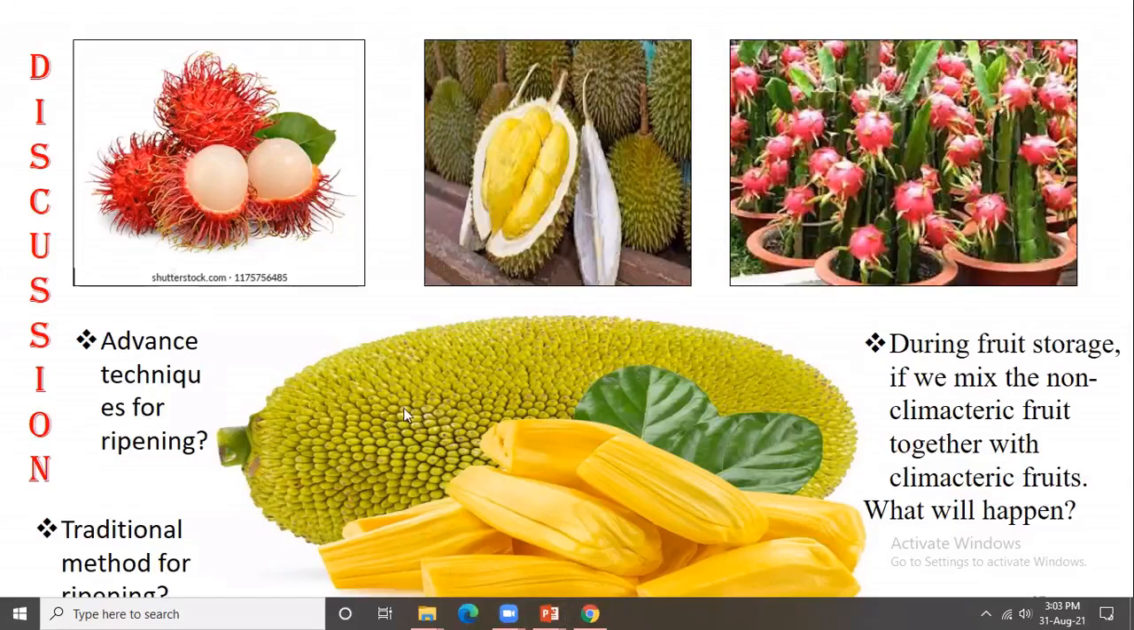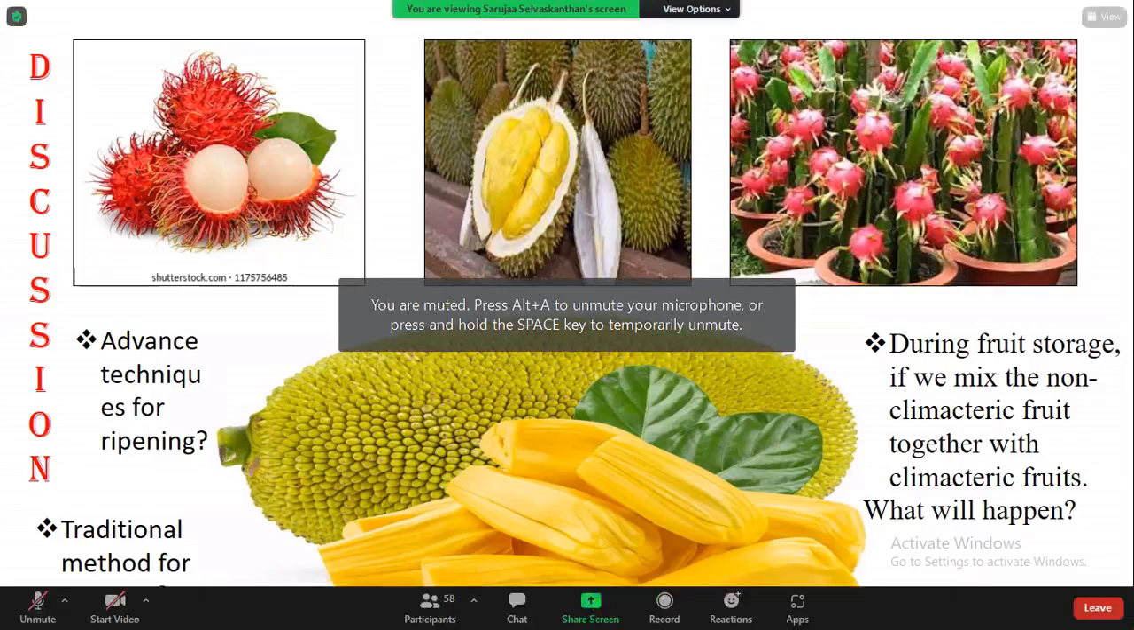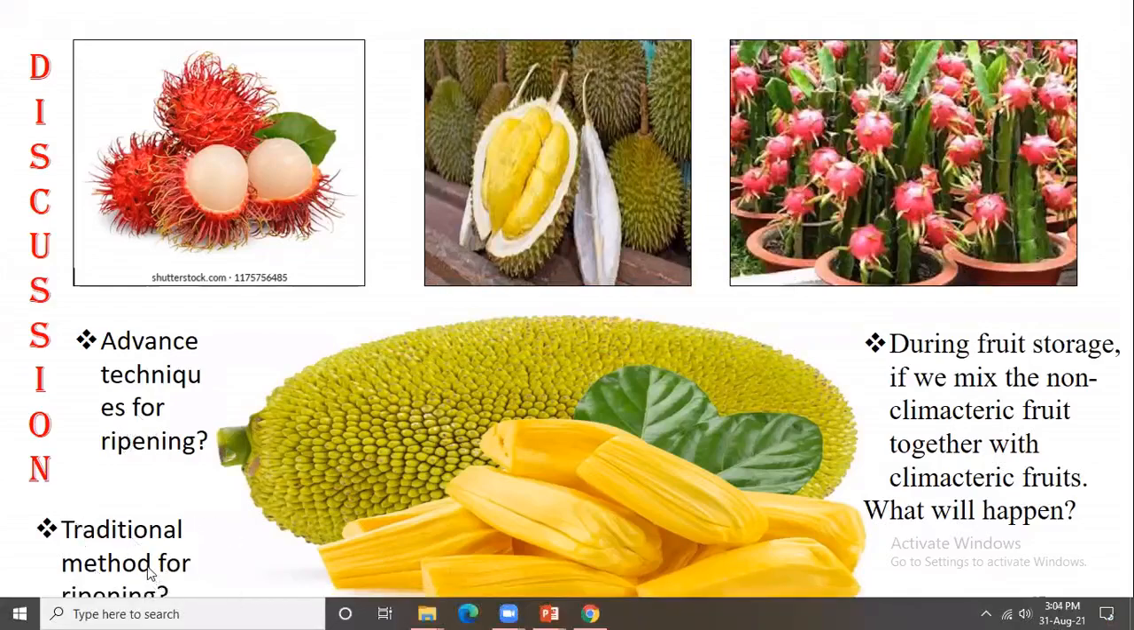One more task: search and write about advanced techniques for ripening. We can apply ethylene artificially, but there is more advanced technology. Search and write about advanced technology for ripening, and the traditional methods you are already used to for ripening purposes. You can write that in your discussion part. What are the advanced techniques and traditional methods for ripening?